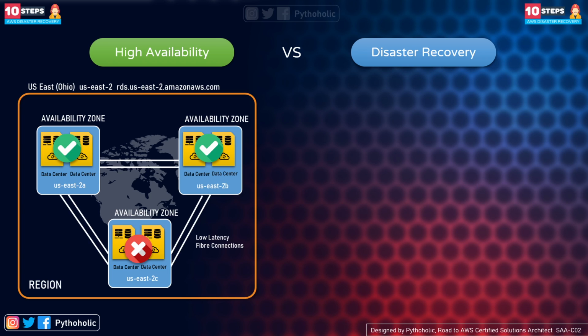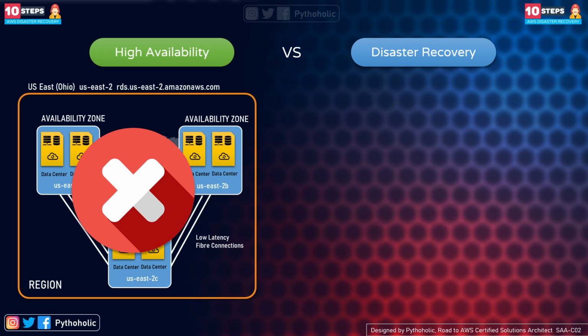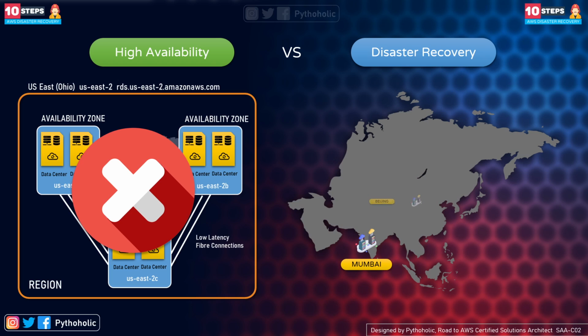But what if the whole region gets affected? What is going to happen? In simple words, your high availability is now zero availability, isn't it? And that's where disaster recovery might come in handy, because disaster recovery might tell us to have a deployment strategy of multi-site deployment, that is like deploying it in other regions as well, as shown here. If your application is not responding on the region, it can as well respond using other regions.